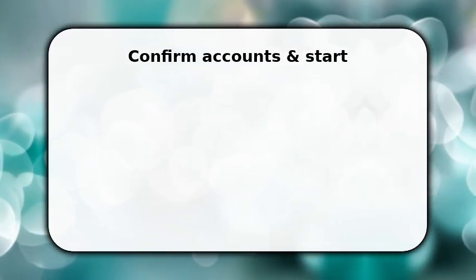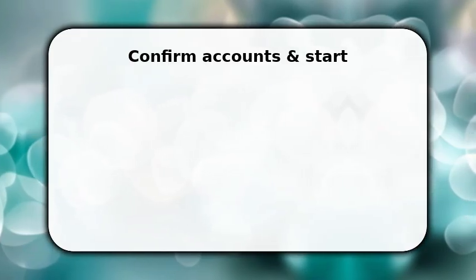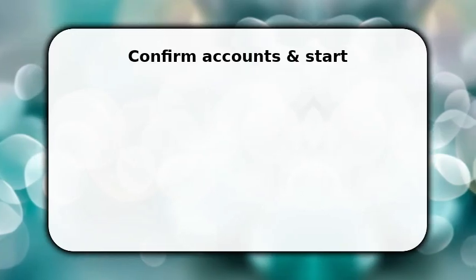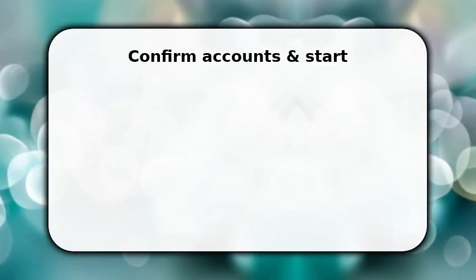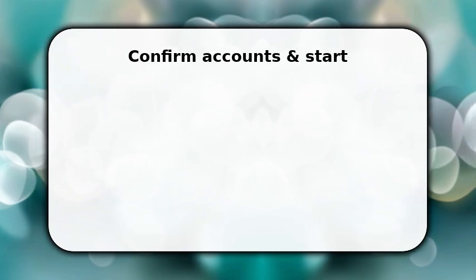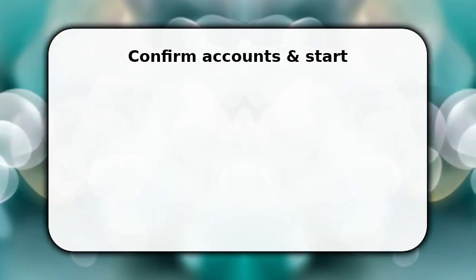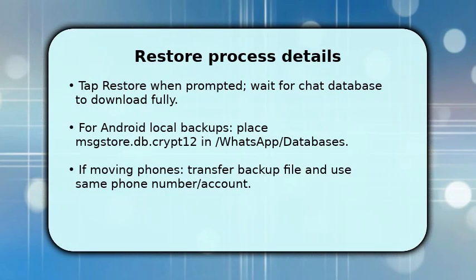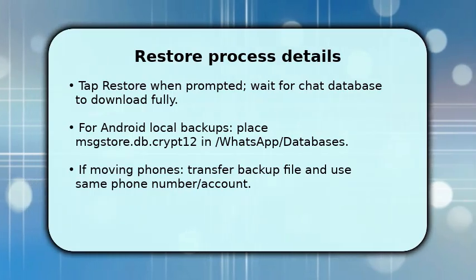Then install WhatsApp, open it, grant storage and contacts permissions, and verify your number. The app immediately searches for available backups, so you can move to the next step. When WhatsApp detects a backup, you'll see a Restore button, tap it and let the chat database download and unpack. This is the core recovery operation.